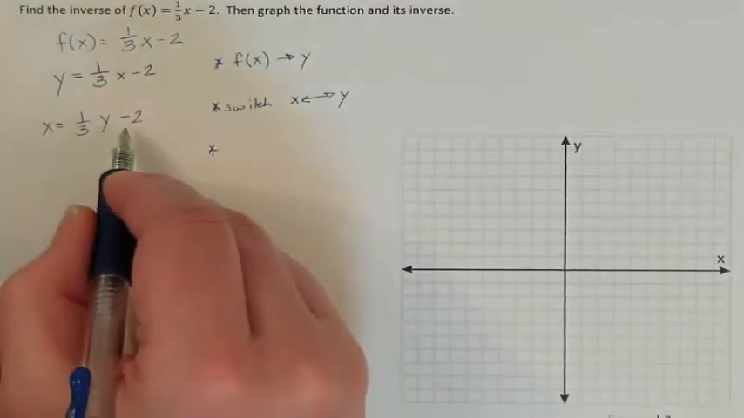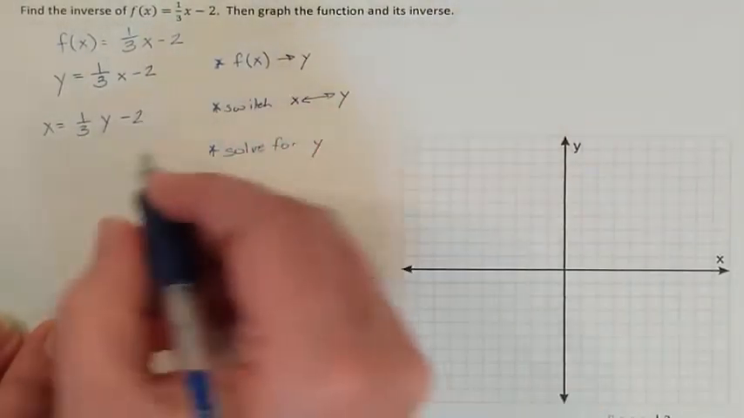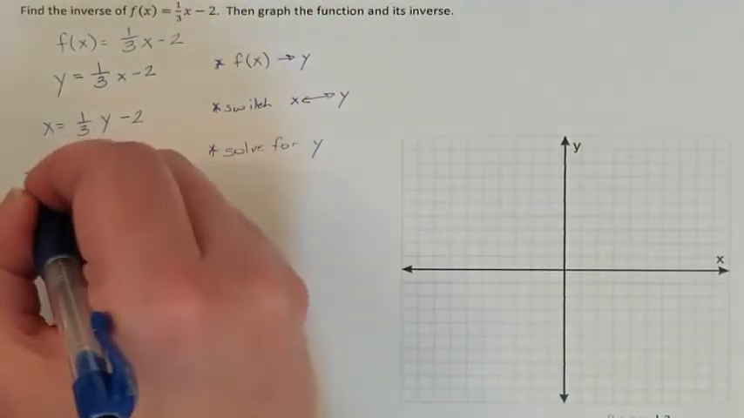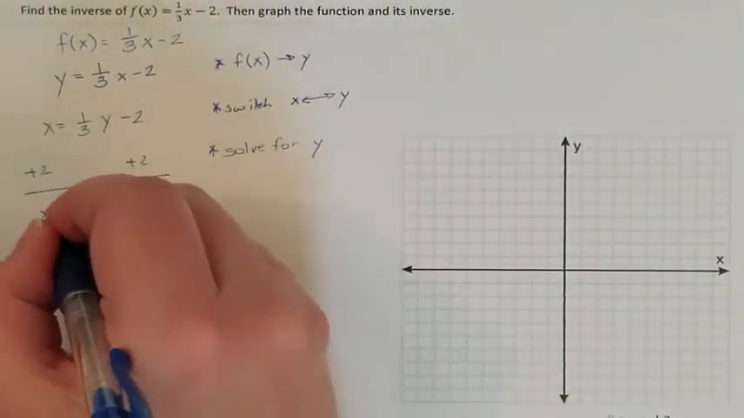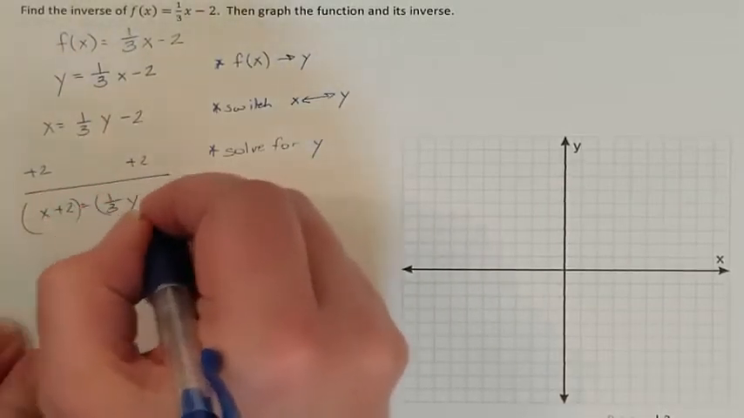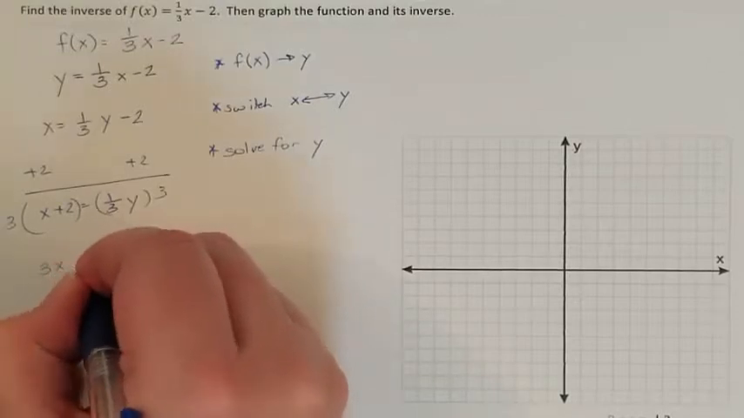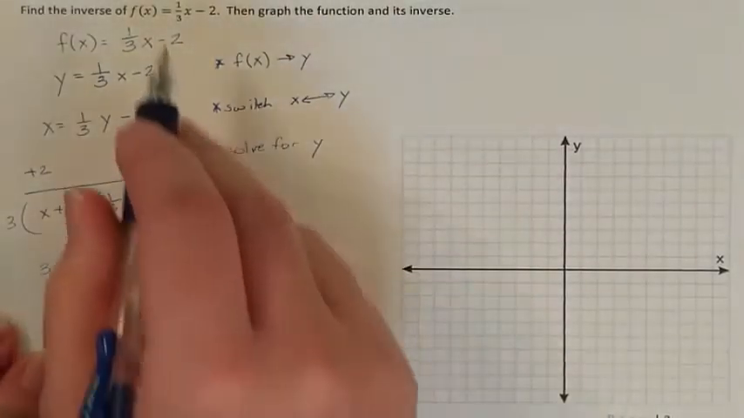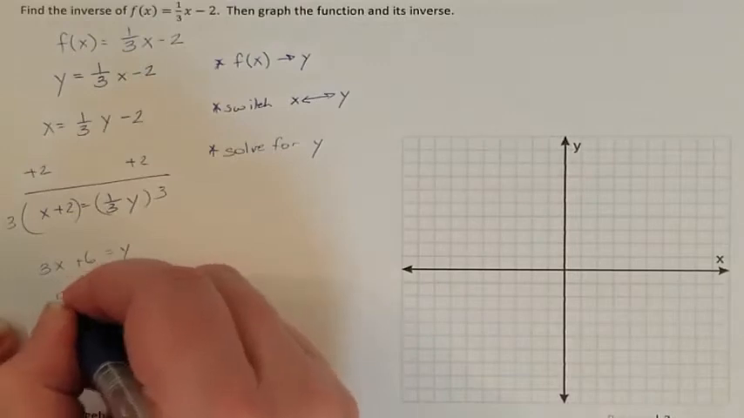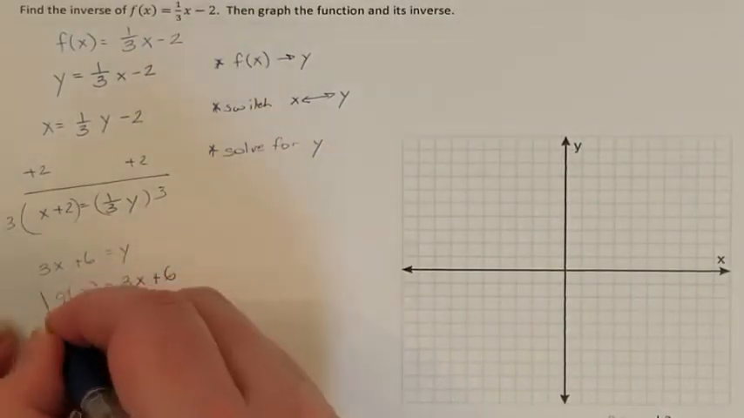Now to actually make this inverse graphable, I need to solve for y. So I'm going to add 2 to each side. This is an x plus 2 equaling a 1/3 y. I'm going to multiply both sides by the 3. So I have a 3x plus 6 equaling y. But if it's the inverse, we call it g of x. So this is g of x equaling 3x plus 6.